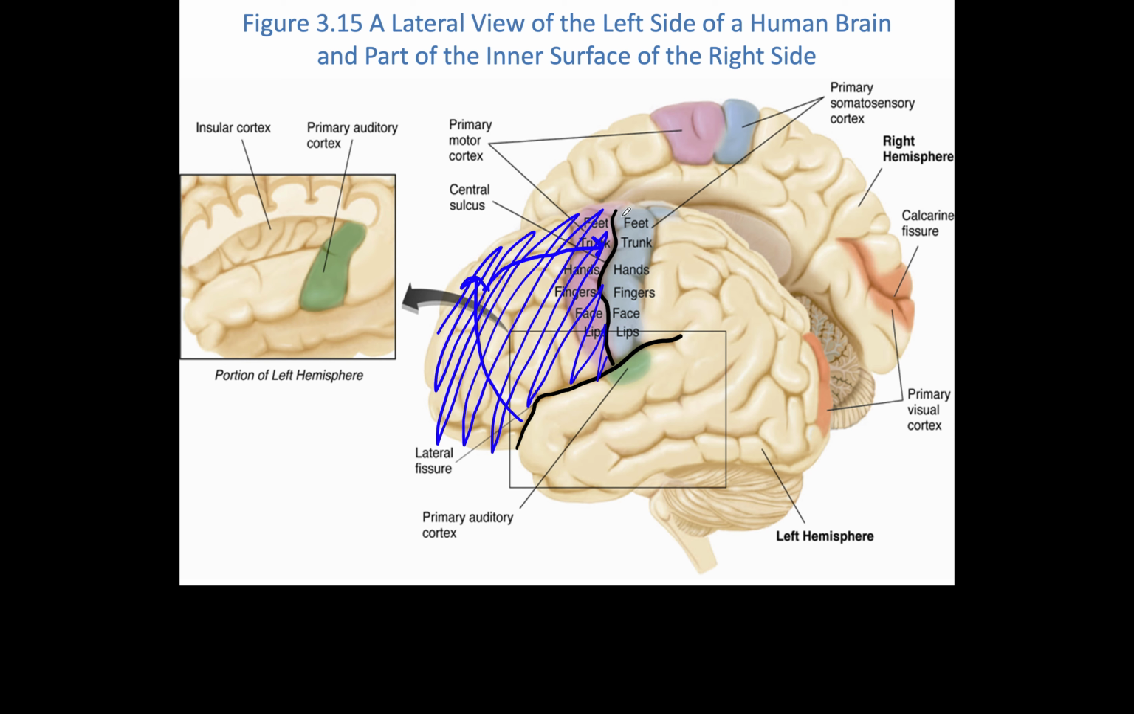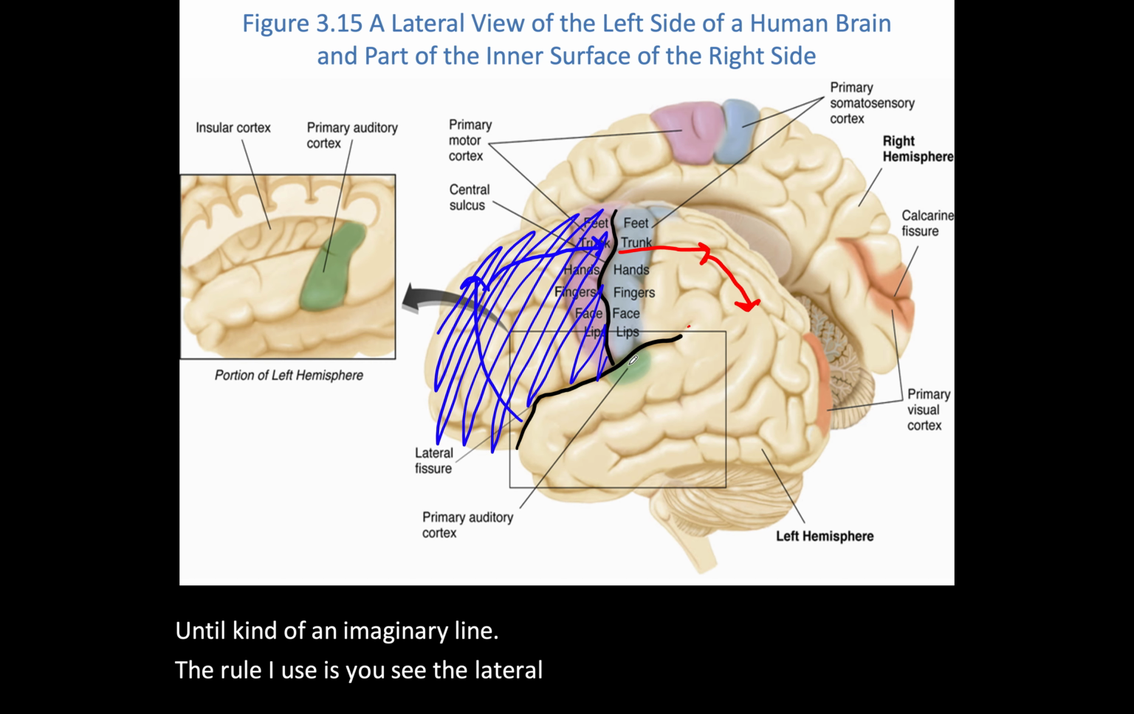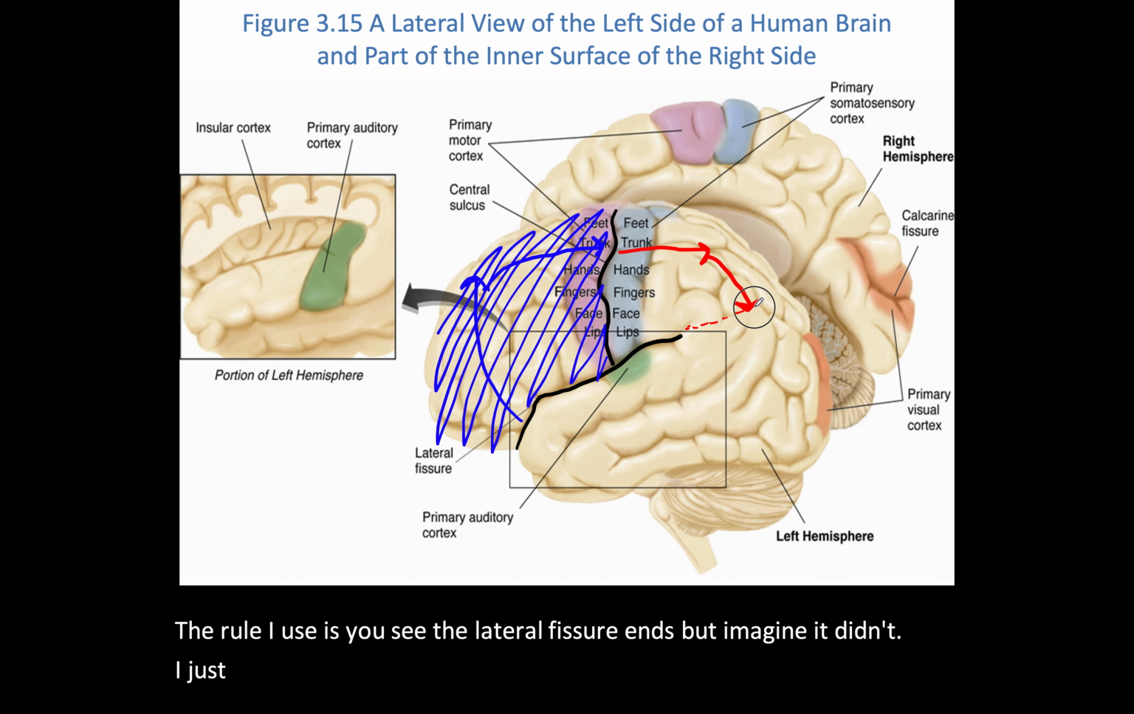The parietal lobe begins at the central sulcus, but this time we're going caudally, right, and ventrally until kind of an imaginary line. The rule I use is you see the lateral fissure ends, but imagine it didn't. And just sort of mentally continue that.